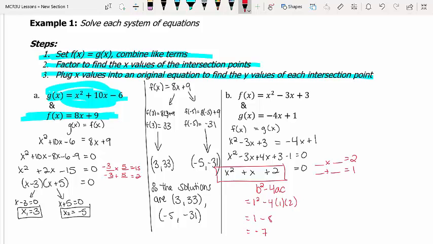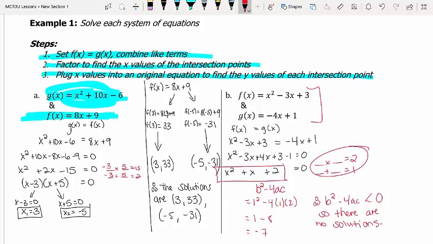So we get a negative value. So when the discriminant is less than 0, that means no solutions. I just stuck this question in here to show you that it's okay if you come across a problem where the factoring doesn't work and the quadratic formula does not work. It just means that there's no solutions. We did learn about that, so you are prepared to handle situations like this.